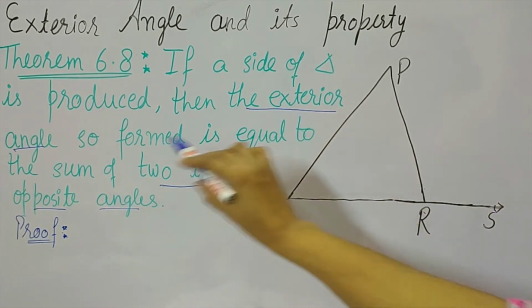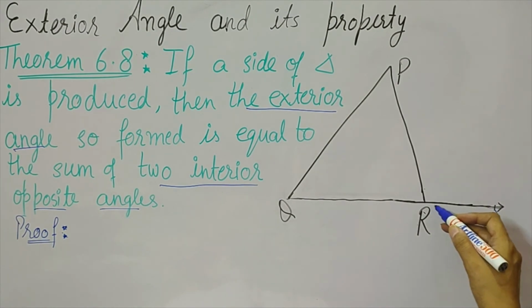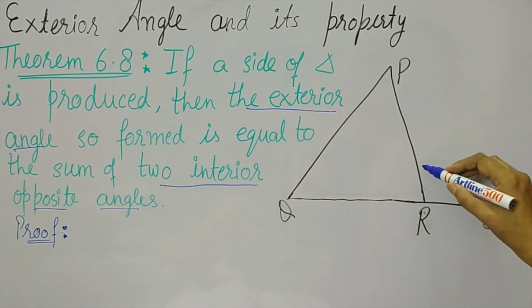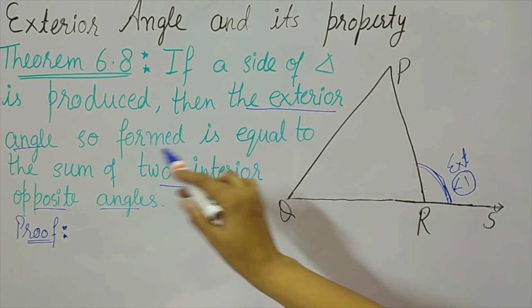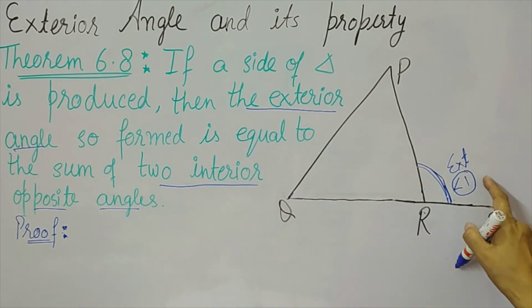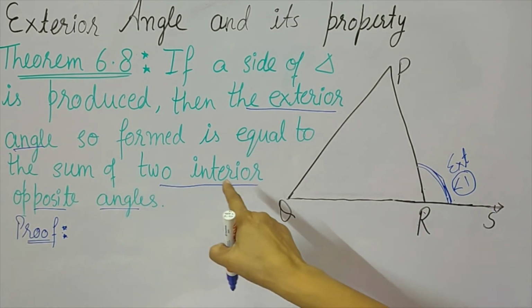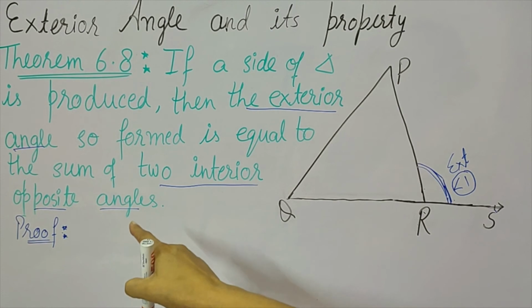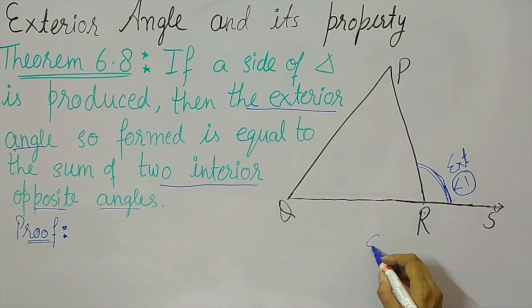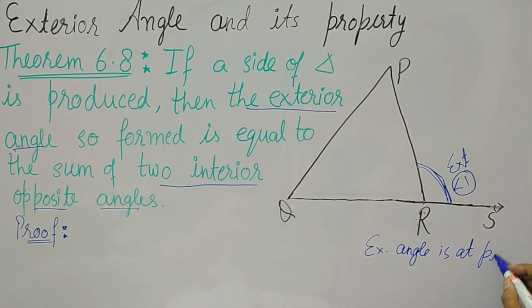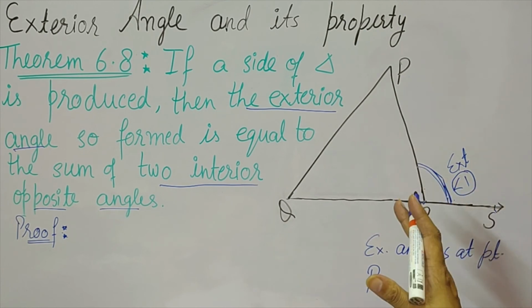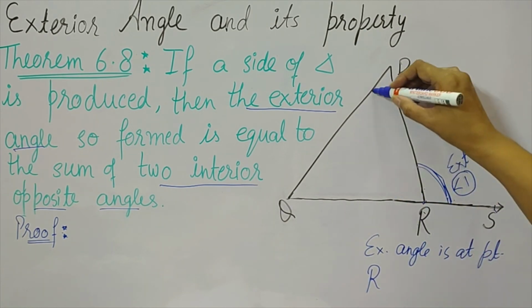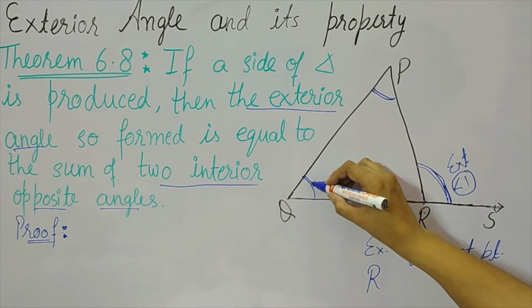Then which exterior angle is forming here? One produced side and one side of the triangle, so this one is the exterior angle. For convenience, let us consider it as angle 1. So the exterior angle so formed, this angle, is equal to the sum of two interior opposite angles. The exterior angle is at point R, so we will take the opposite interior angles, except this point. Which interior angles will be taken? Angle P and angle Q.